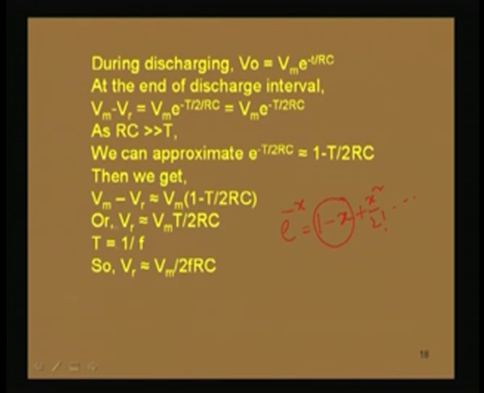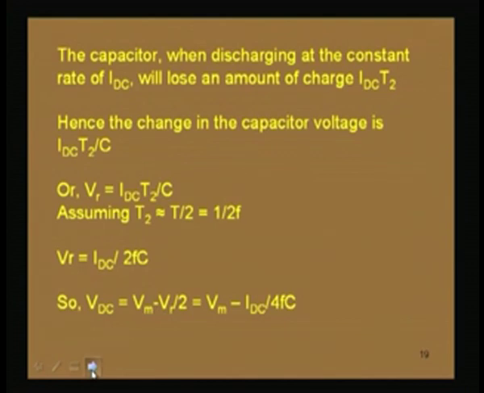So, we can write now Vr, that is the ripple voltage, equal to Vm by 2fRC, replacing T by 1 by f. So, now what is this expression? This expression actually gives a relation between the ripple voltage and the peak input voltage and its frequency and the time constant. So, from this analysis we can again find out the average DC value also.